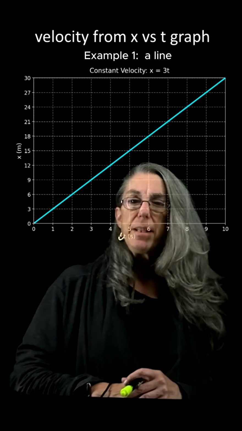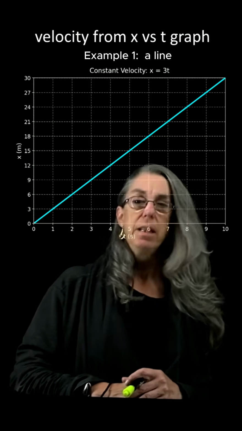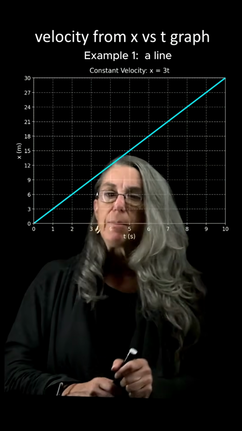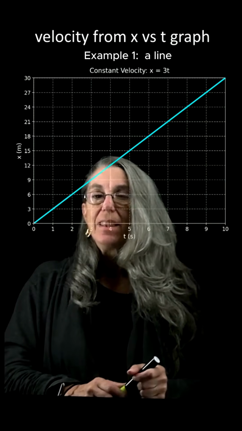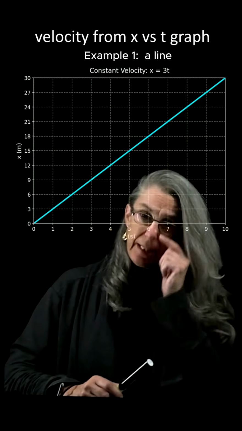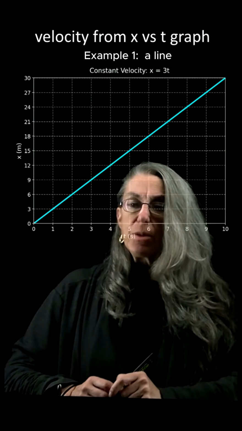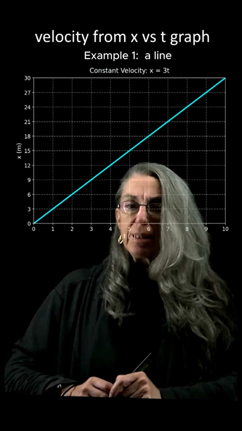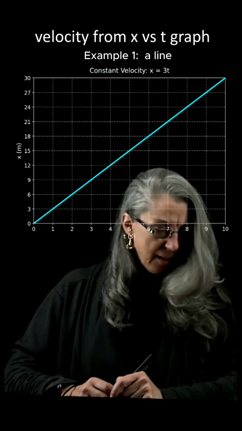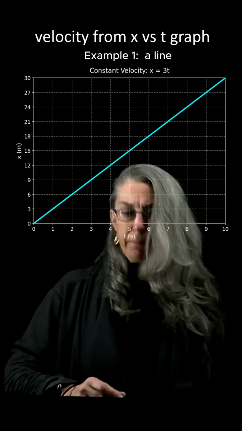Let's do an example finding velocity from a graph. This is a linear graph, obviously. The cool thing about that is it makes it really easy whether I'm finding the average velocity or the instantaneous velocity. The instantaneous velocity is the slope of the tangent line.